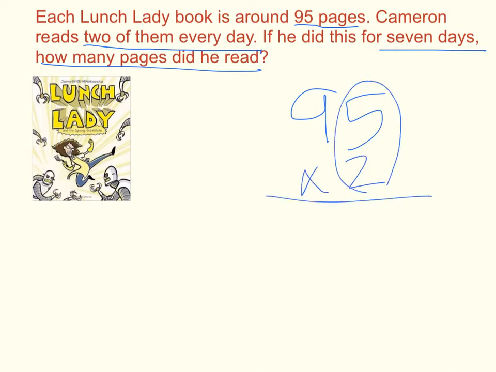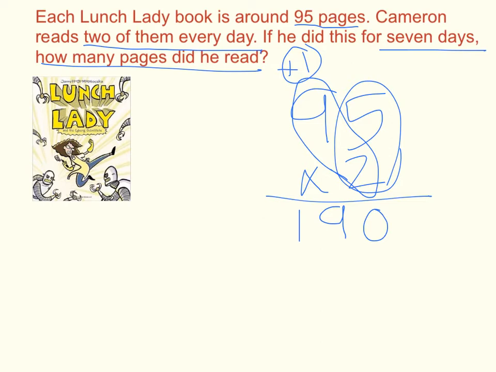So 95 times 2, 2 times 5 is 10. You put the 0 down there and then you carry up the 1. 2 times 9 is 18, plus 1 would be 19. But we're not quite done yet, because he has read 190 pages, but that's just one day.